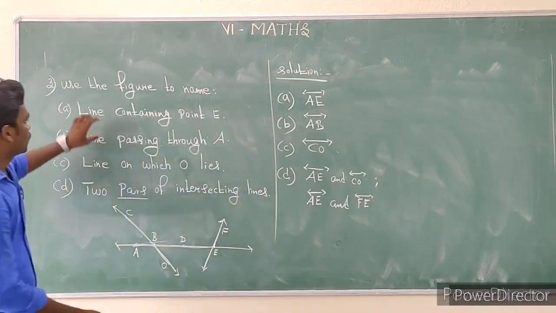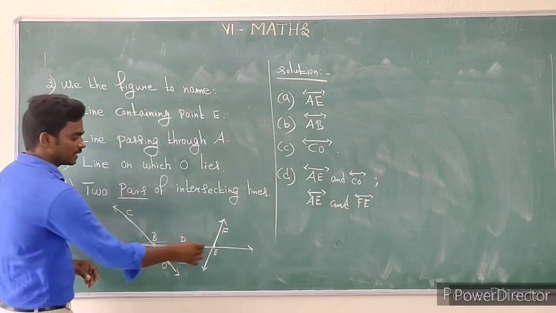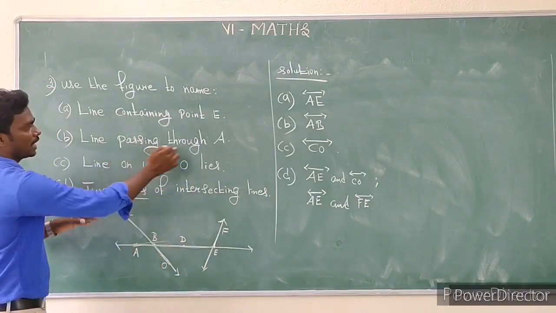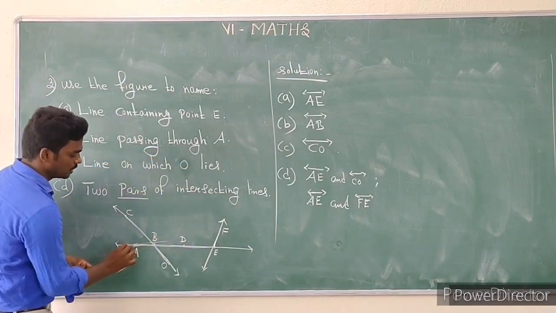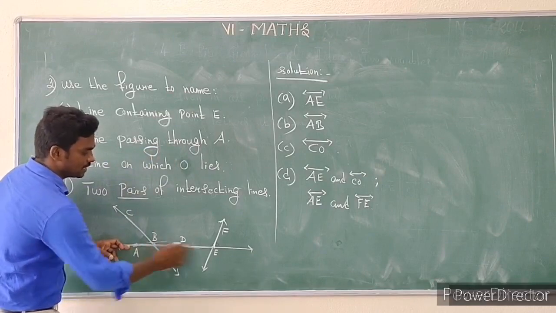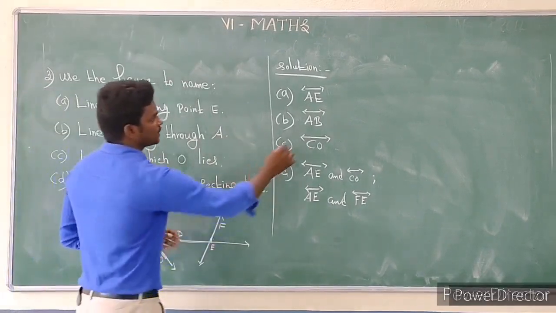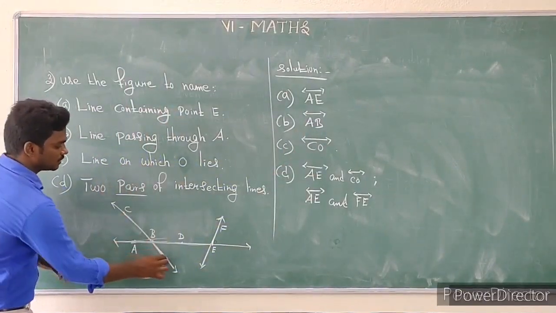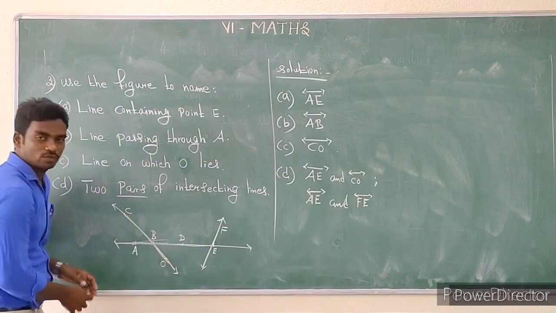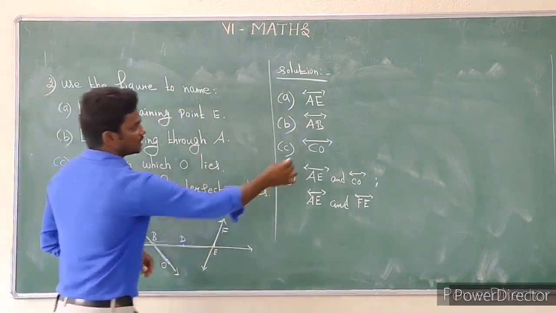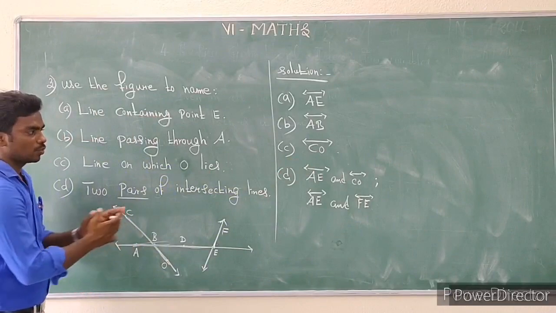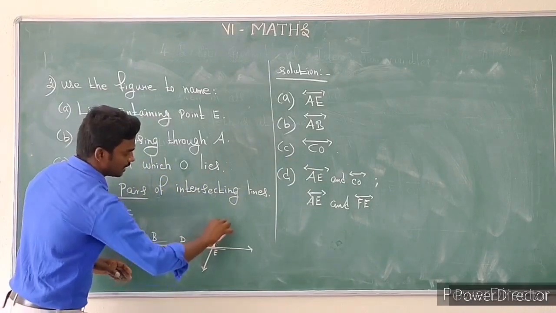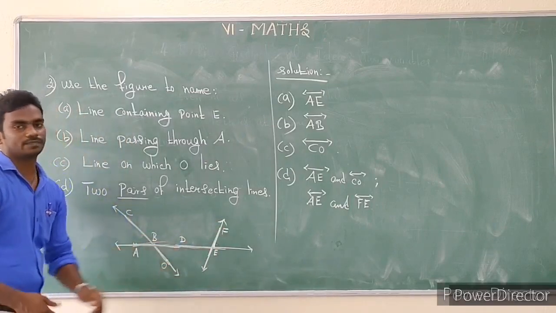So how do we find this? First one, a line containing point E, that is AE. Next one, a line passing through A. AB is passing through A. Next, AB or AE, we can write any one line passing through the point A. Next, a line on which O lies. This line CO lies on the point O. Next, two pairs of intersecting lines: CO and AE are intersecting lines, and AE and FE are also intersecting lines.